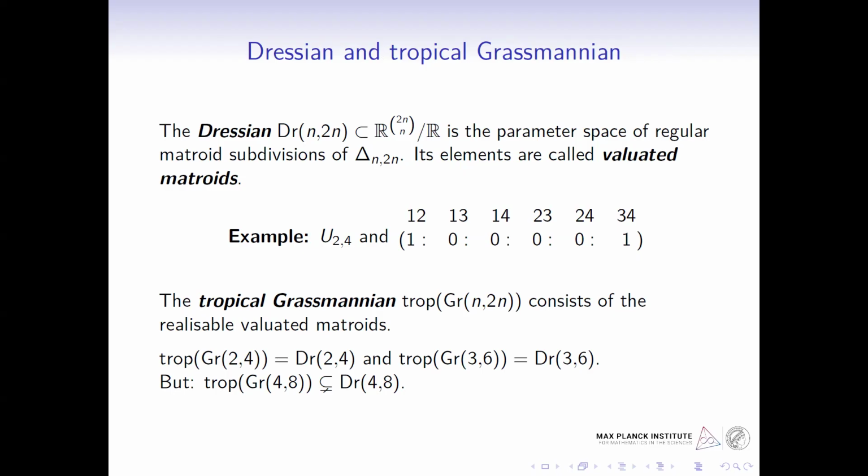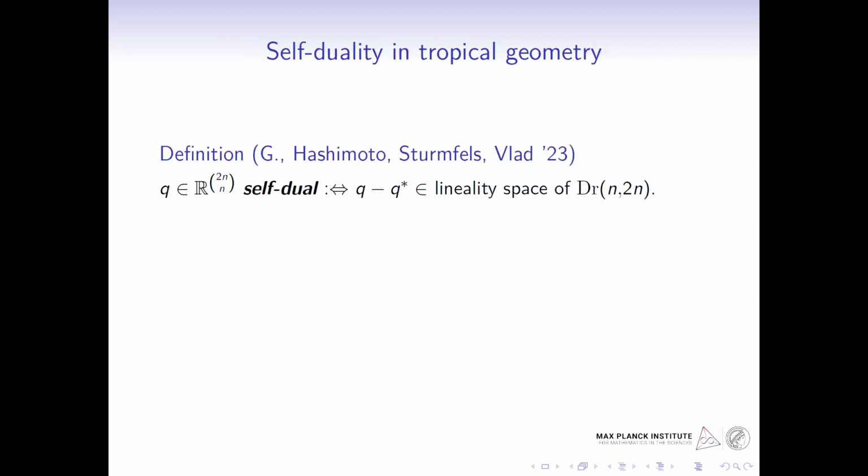So far the definitions. Now, if we want to understand self-duality in the degeneration case, we need to understand how to move the self-duality into the setting of the tropical Grassmannian and the Dressian in order to understand these degeneration cases. So when is a point self-dual? Before we had this equation P star equals lambda P, right? That was the equation we had before.